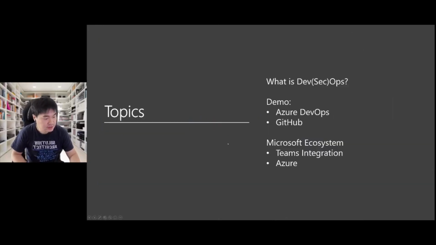In this video, you'll be able to see the following. I'm going to start off with an introduction of what is DevOps and what is DevSecOps, and then I'm going to show a demo of two of our tools and how they work together, namely Azure DevOps and GitHub. And then finally, I'm going to show how to expand this and basically how these two great tools integrate with Microsoft Teams and Microsoft Azure.